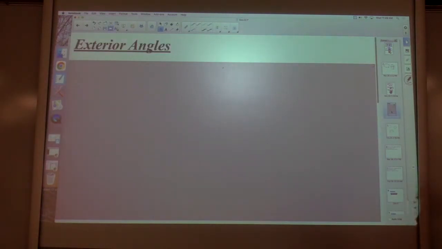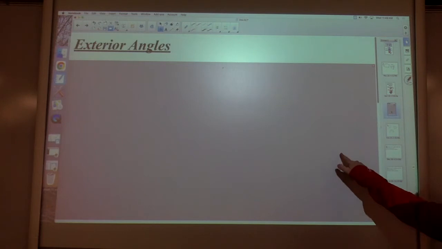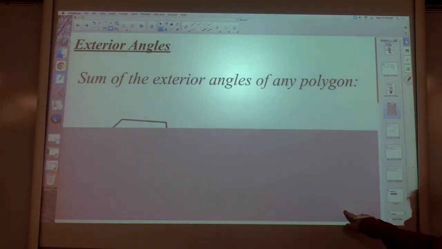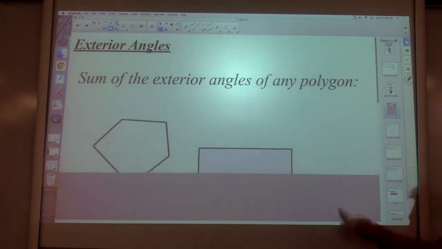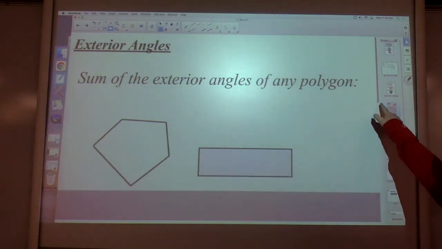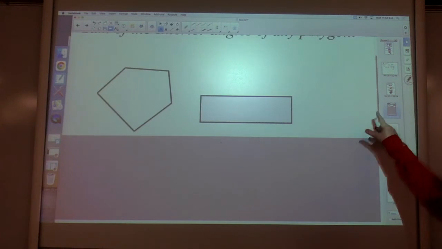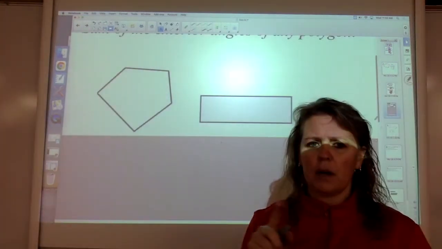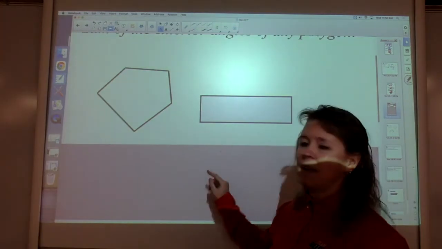All right, moving on. Exterior angles. The sum of the exterior angles of any polygon, and if you remember, we did exterior angles in chapter 2 when we were doing a bunch of proof stuff. Don't worry, don't panic, we're not doing any proof stuff, although some of you kind of liked it. What is an exterior angle?